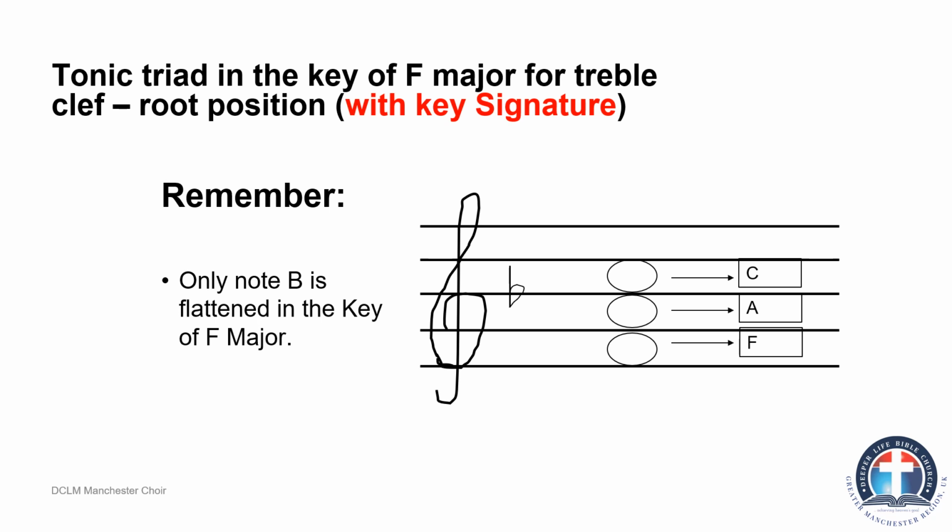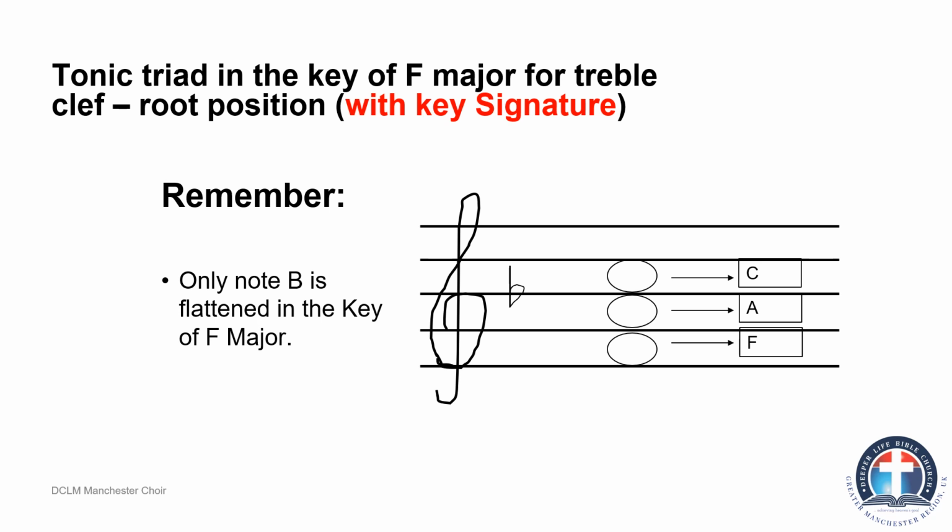So, tonic triad in the key of F major for treble clef. Now we've talked about D major. Now for F major, let's run through this quickly. Now take notes. Remember when you did the lesson, is it lesson 16 now? You've learned about F major and what the F major scale is. So in this case, this is the tonic triad in the key of F major. Remember that for F major, only note B is flattened. So only B is flattened here.